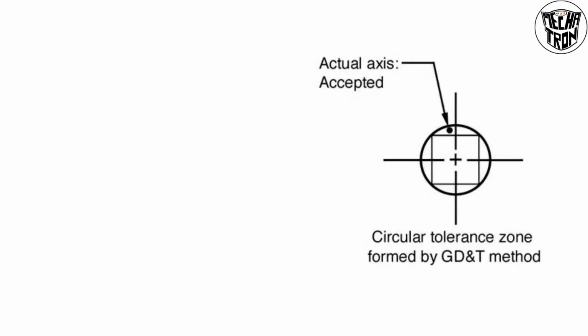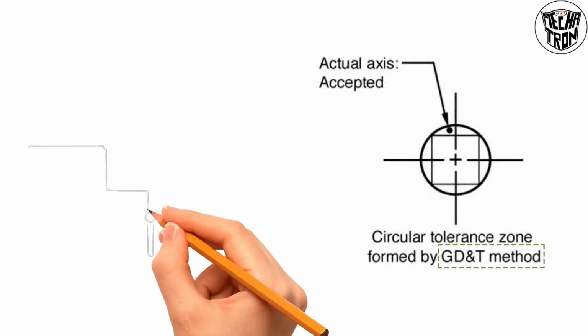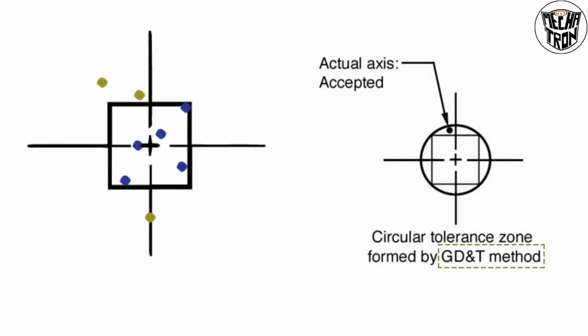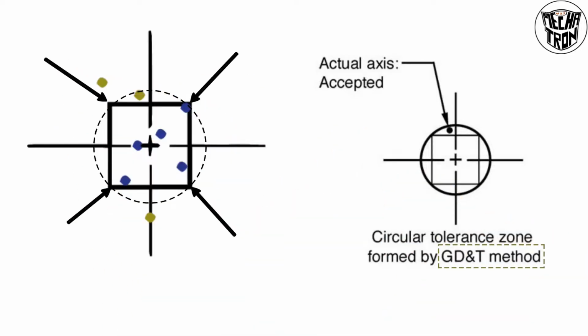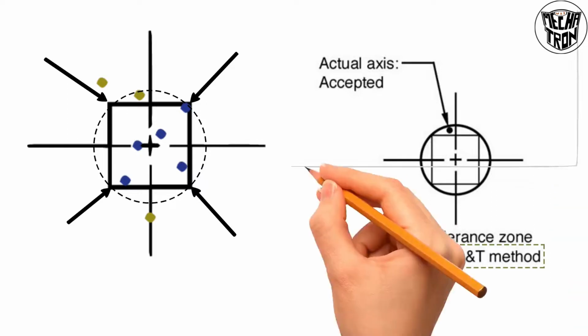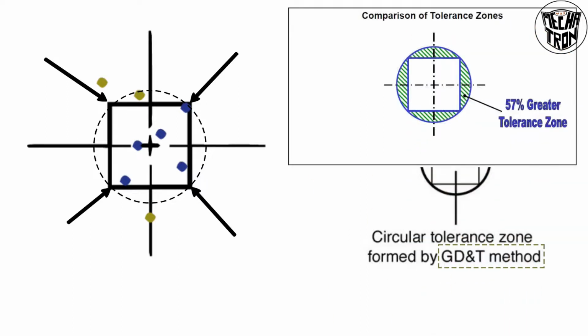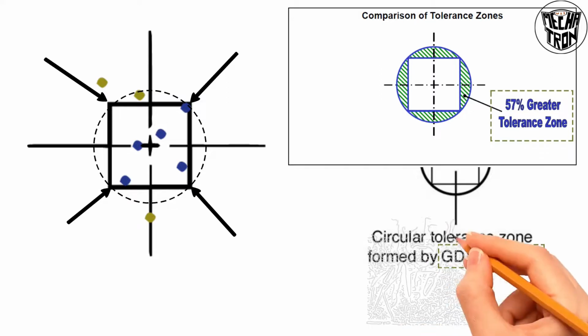It is created by the GD&T method. This circular tolerance zone is created by just drawing a circle with the longest length at its corner point. When compared to the square tolerance zone, the circular tolerance zone gives a 57% greater tolerance zone. Due to this, rejections are reduced in industries, so production is increased. This circular tolerance zone was created by Stanley Parker.